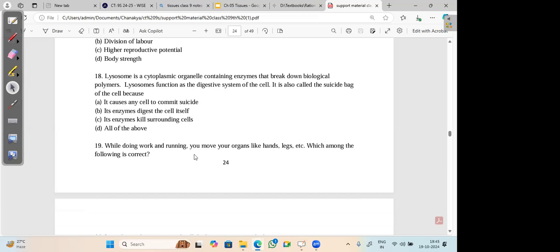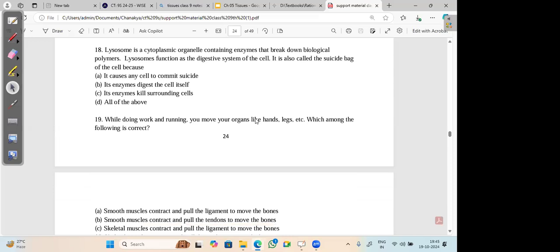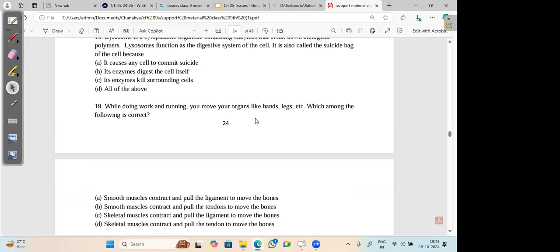Its enzymes kill surrounding cells. So which of them is correct? Is it B? It's option B. Its enzymes digest the cell itself. Yes, sir. Then, while doing work and running, you move your organs like hands, legs, etc. Which among the following is correct? B, sir. Smooth muscles contract and pull the tendons to move the bones.